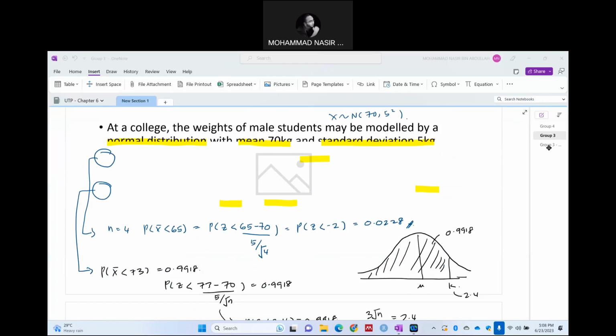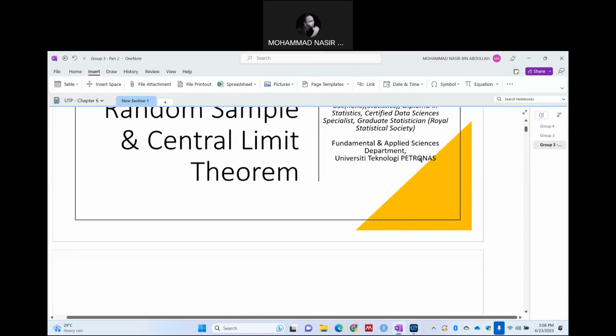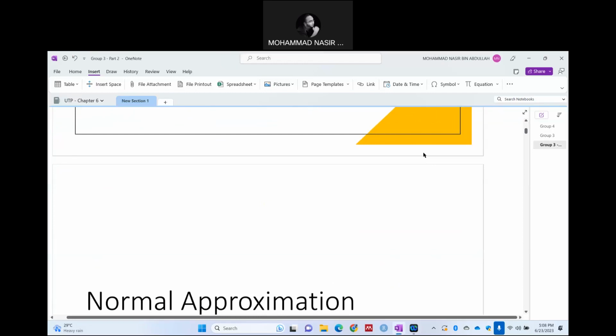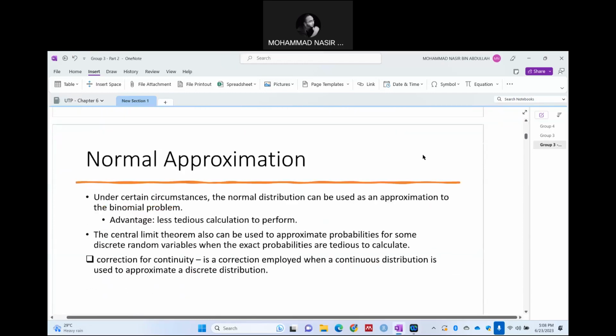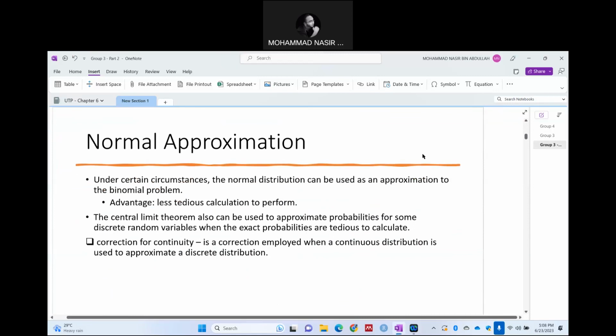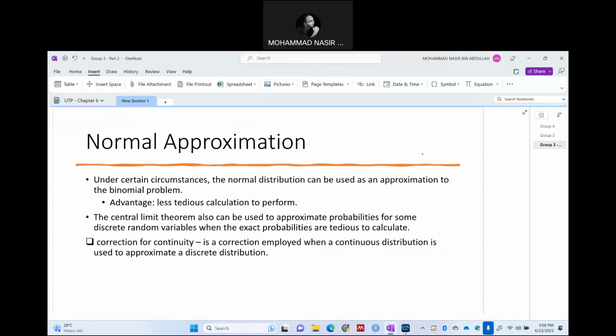So today we're going to look at normal approximation for discrete random variables, right? Which are the binomial distribution and the Poisson distribution, right? So now let's look at this slide. Under certain circumstances, the normal distribution can be used as an approximation to a binomial problem.